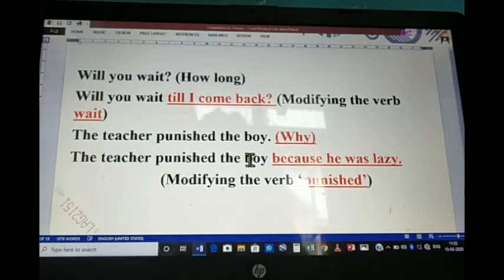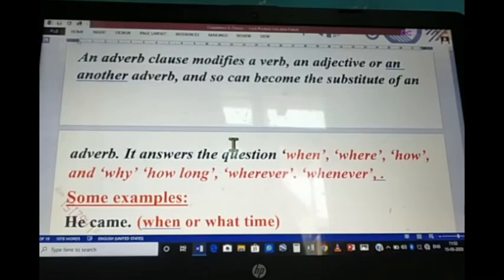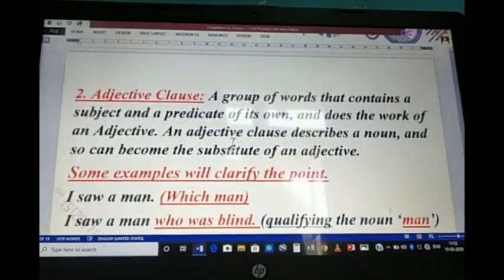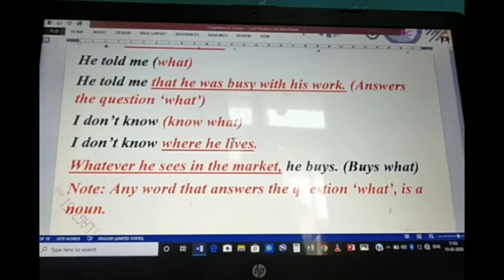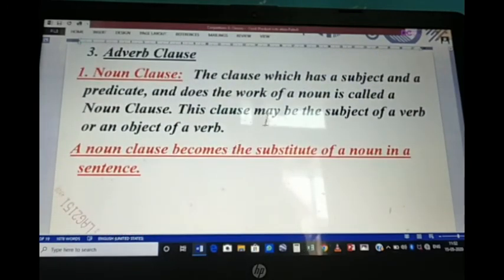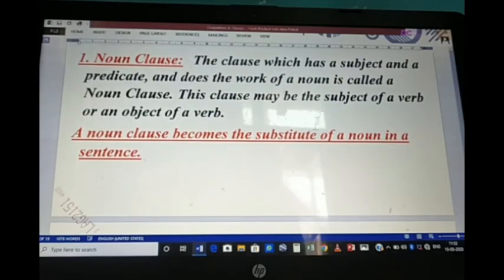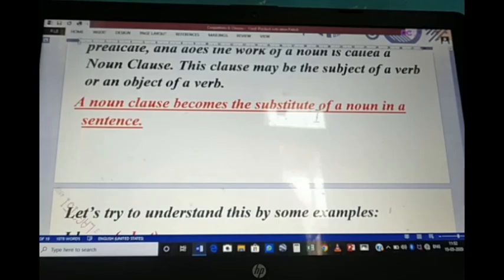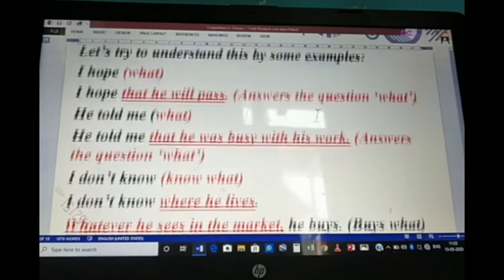So I will recap it now. Subordinate clause has three kinds. Number one, noun clause. Number two, adjective clause. And number three, adverb clause. And what is a noun clause? Noun clause is a clause which has a subject and a predicate and does the work of a noun. So any clause which answers the question what is a noun clause. It can become the substitute of a noun.